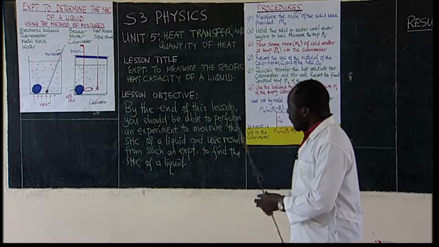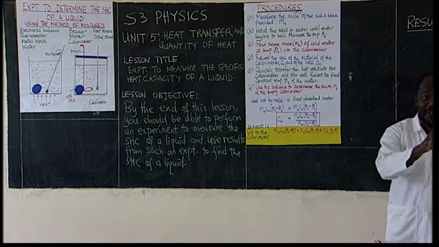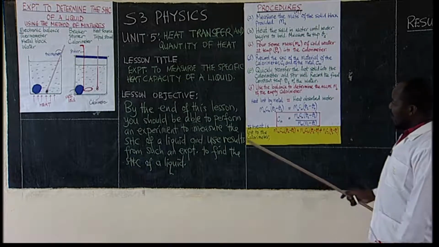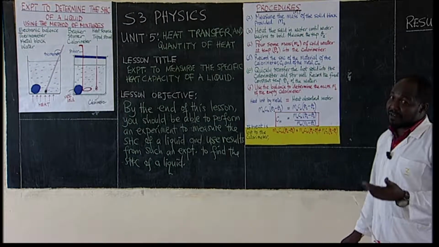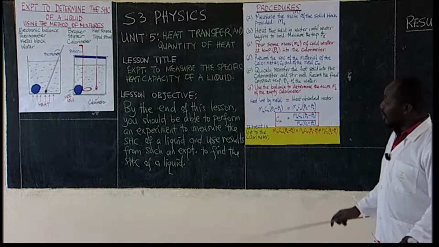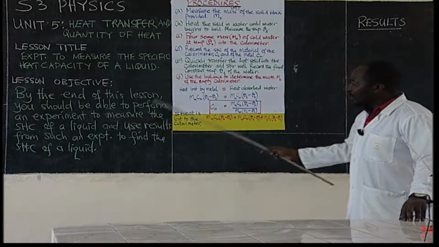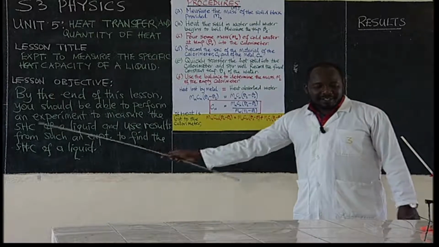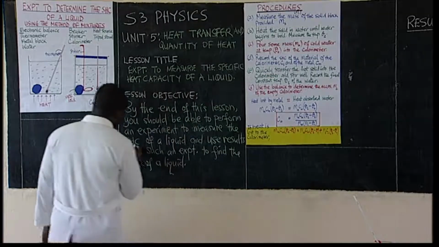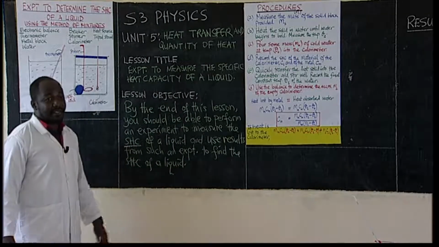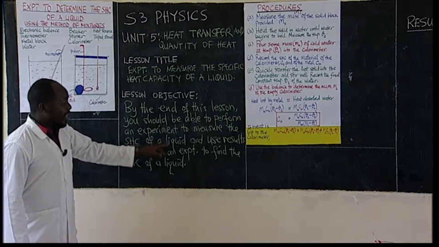And so, by the end of today's lesson, after these 30 minutes or so, you should be able to perform and, of course, describe. You can't perform an experiment if you can't describe. So we should be able to perform and describe an experiment to measure the specific heat capacity. You see, when I write SHC, I'm just using symbols. They are not standard. I didn't want to take a lot of space. So specific heat capacity of a liquid.